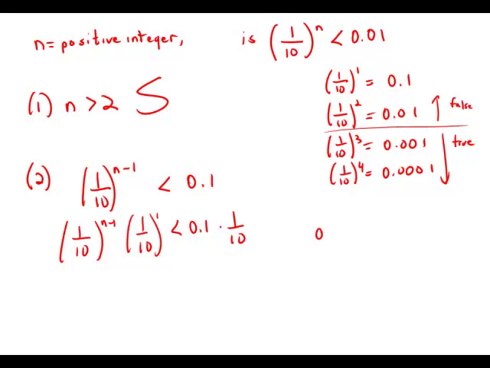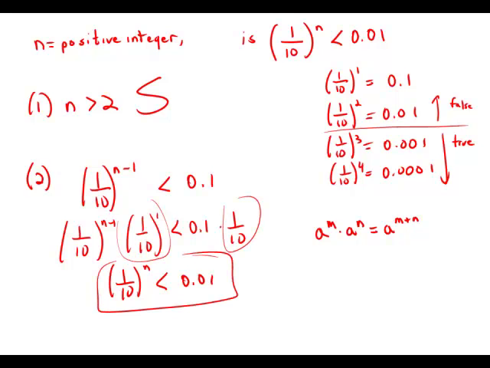And of course, we'll use the law of exponents that says a^m times a^n equals a^(m+n). When we add the exponents, what we wind up with is (1/10)^n. Meanwhile, 1/10 times 1/10 gives us 1/100th. So when we multiply each side by 1/10, this leads directly to the statement that we need. It verifies the statement that we need. So this statement by itself is also sufficient.